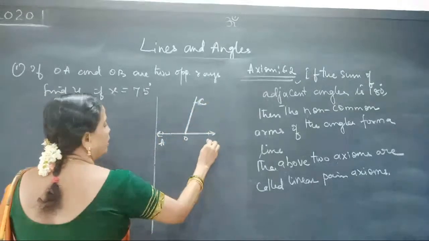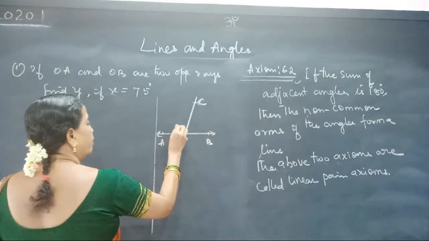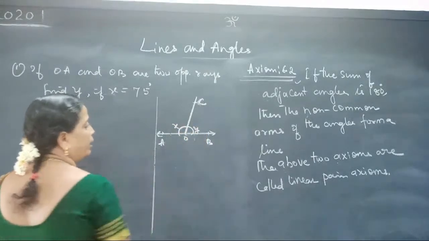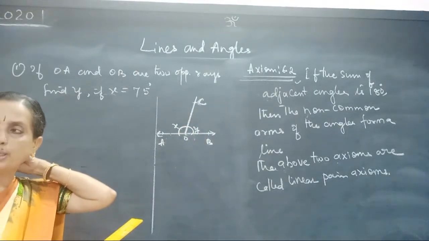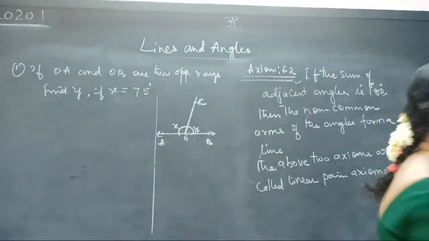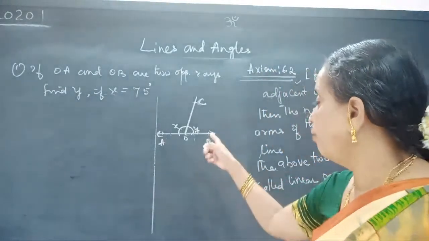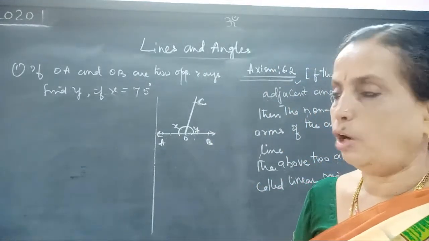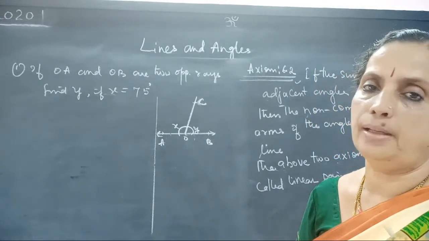OA and OB are two opposite rays. If x equals 75 degree, find the value of y. This is the question. So now we use linear pair angle concept. What is the linear pair angles? Sum of the two angles is 180 degree. Since they form the linear form, they are the opposite rays. When they are opposite rays, that means it is understood that they form the linear pair angles.